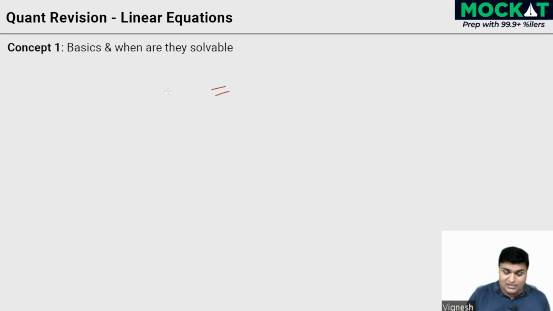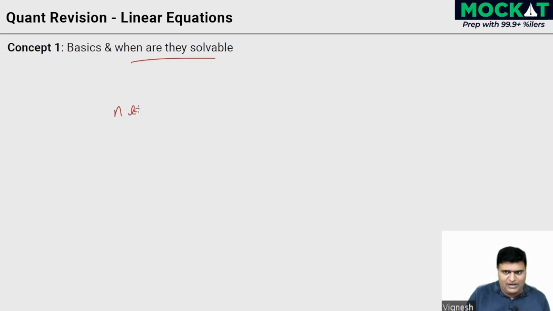A simple one-variable equation is something like 6a equals, let's say, 8, and then we can write a equals 8 by 6 or 4 by 3 and solve for it. So if you have one equation and just one variable, we can definitely solve for it. If you have more variables, how many equations are required to solve for it, and so on, we'll look at shortly. So when they are solvable, as simple as that.